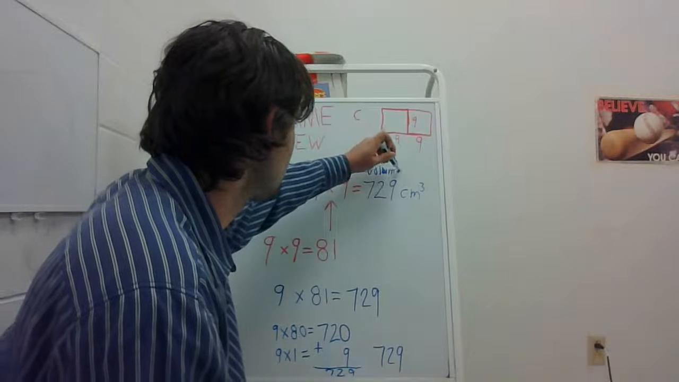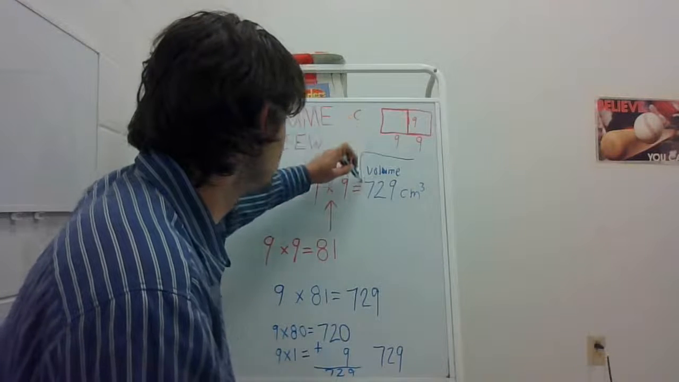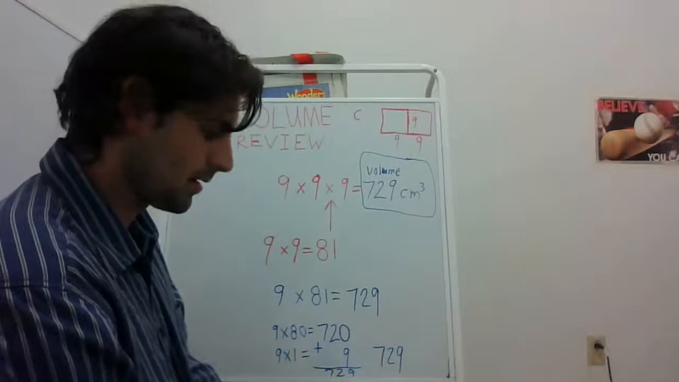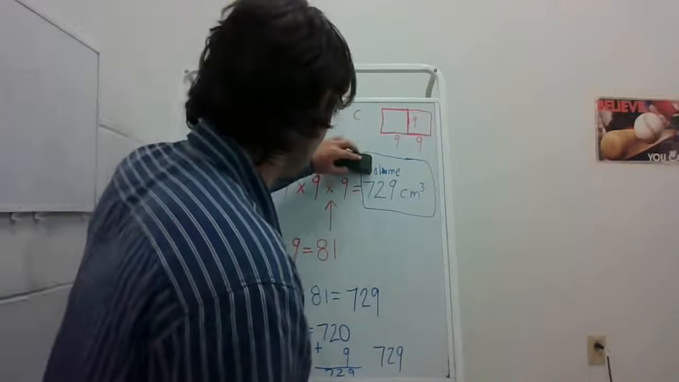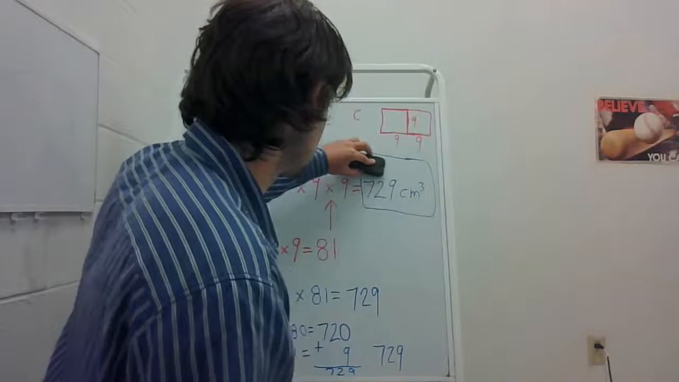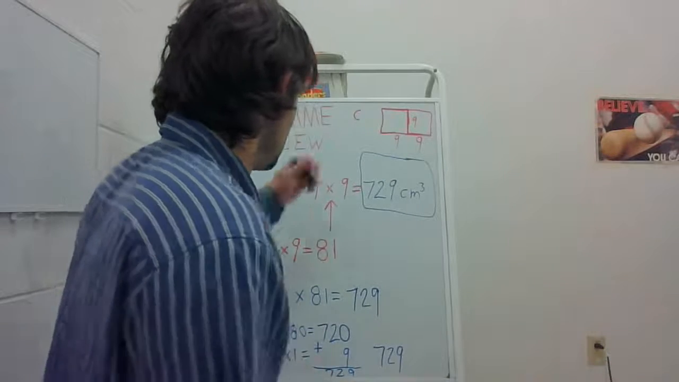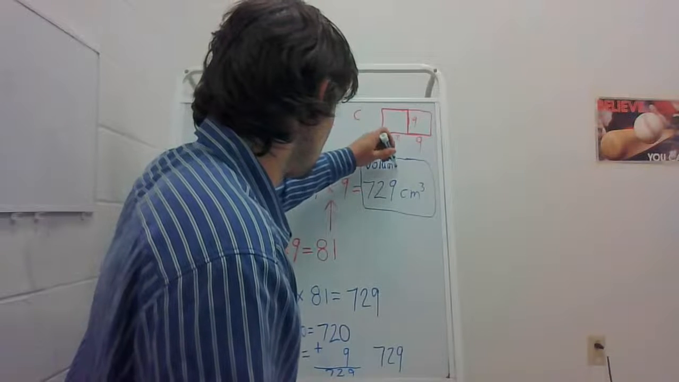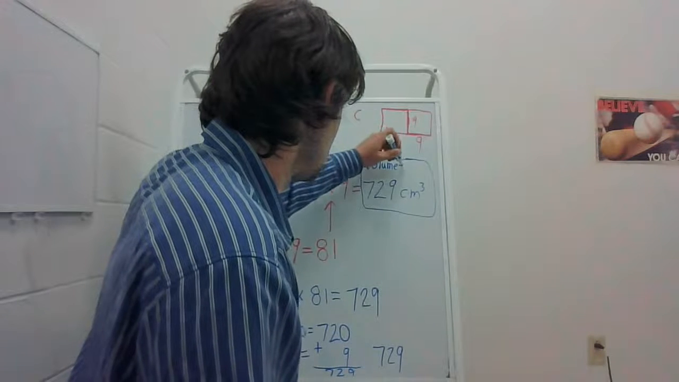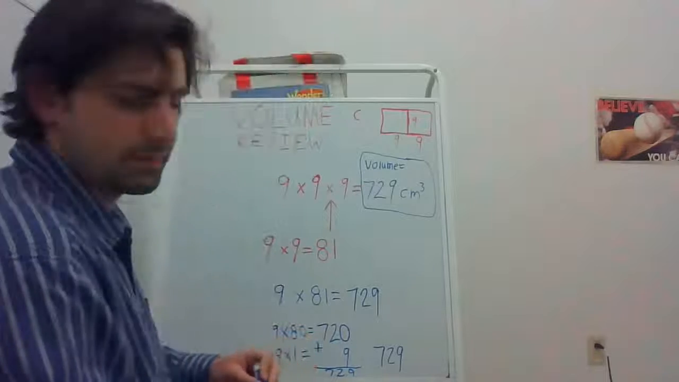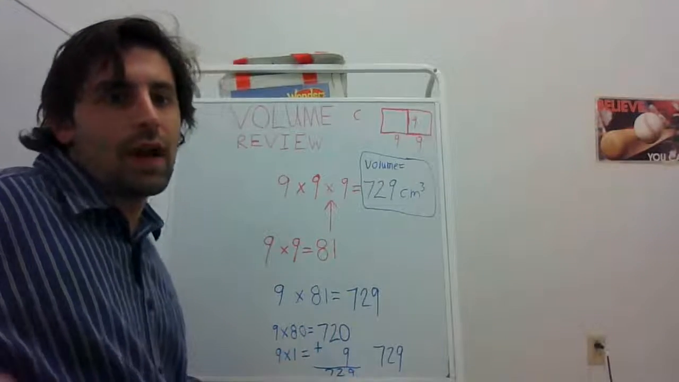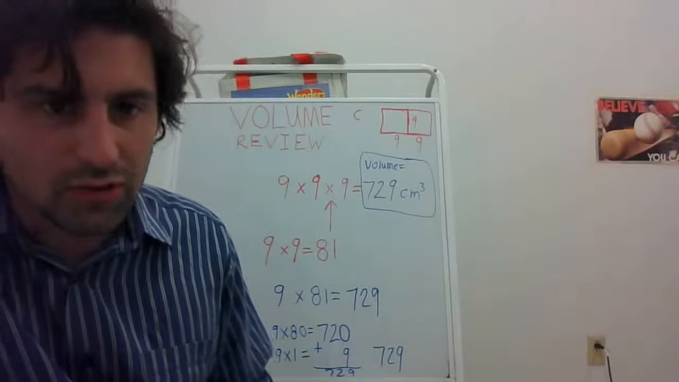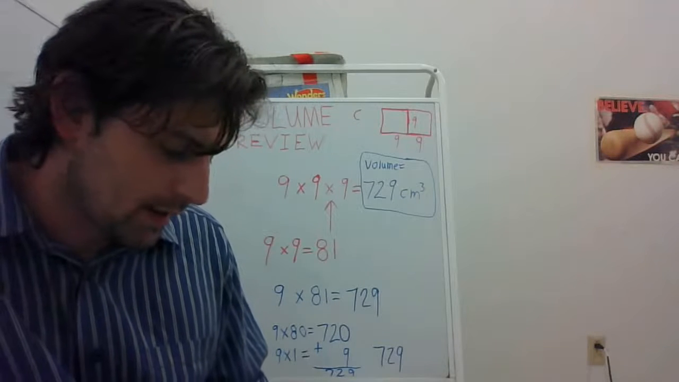I'm just going to write volume and circle that there. I'm going to write volume a little neater. We don't want to be sloppy. So that's the volume of shape C. All right. I'm just double checking my work real quick.